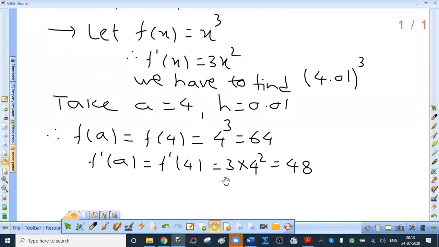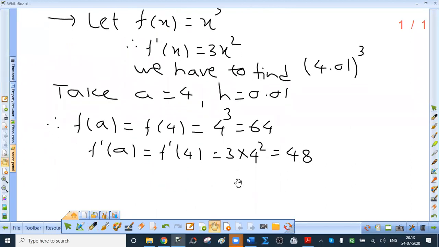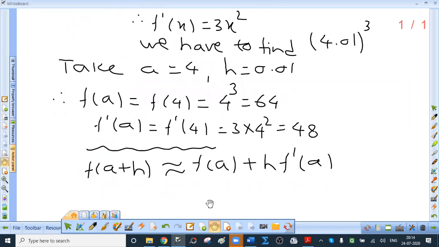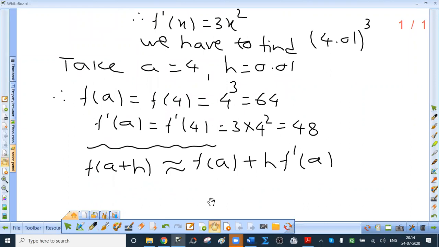Now I will not write, but every time you have to write the formula for approximation. The formula for approximation is. You have to mention the formula and then substitute the values. Isn't it interesting? Substitute the values now.